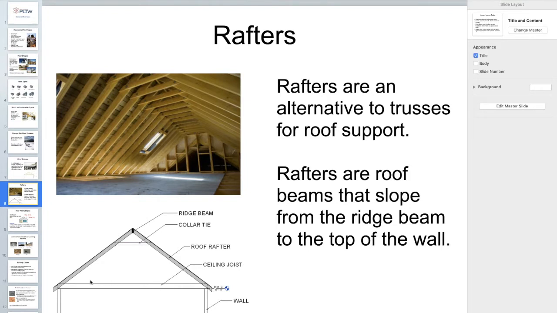Ceiling joists. We heard the term joist the other day talking about our subfloor. So if we had a conditioned space or space we'd use up here, this could also be a floor joist.